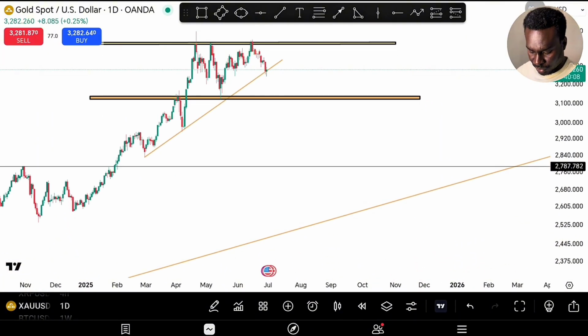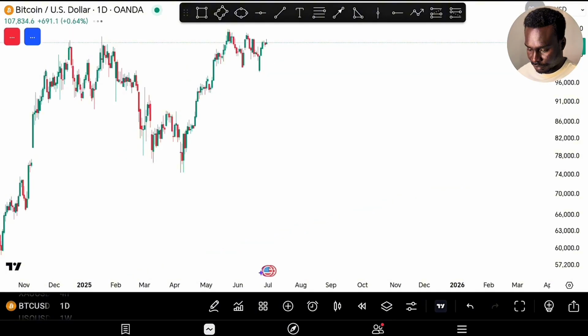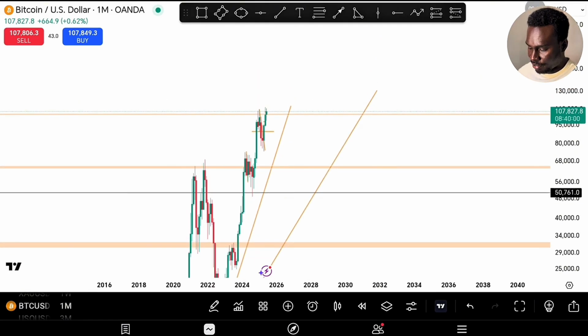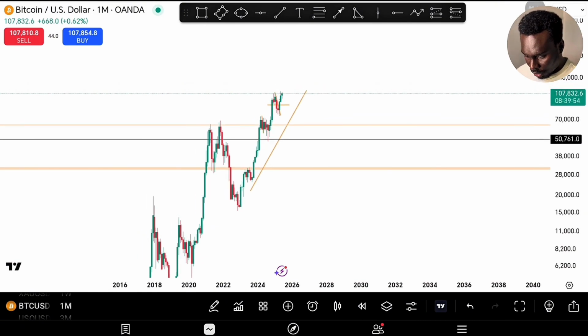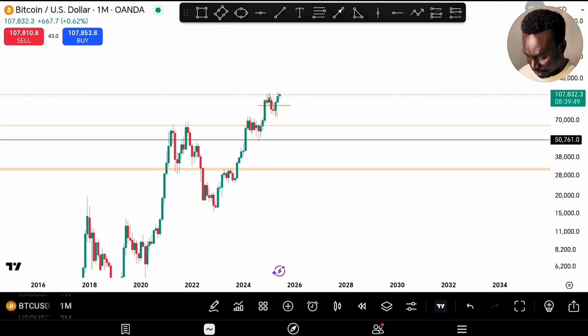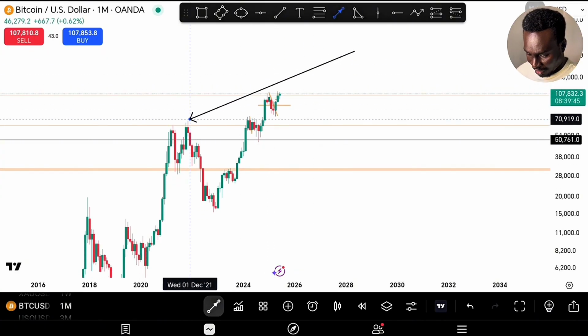Okay, now the next pair we'll be looking at is, let's go to the watch list and see. We'll be talking about BTC now. So this is BTC, guys. What's happening on BTC? So I'll just take this off first. I'll take this one off as well. Just have a clean chart for BTC.